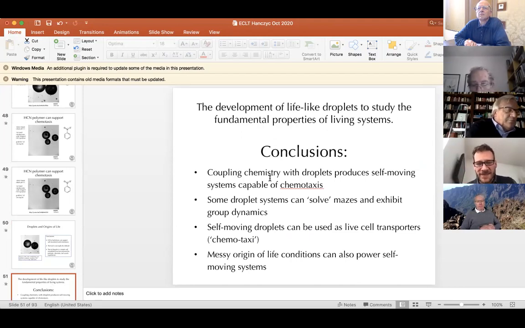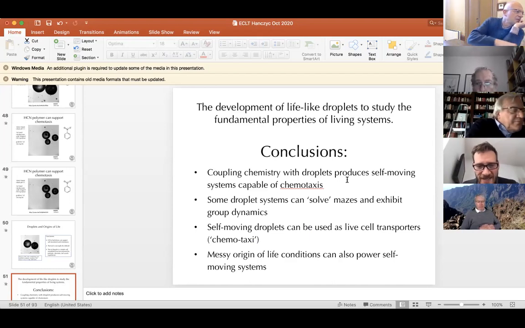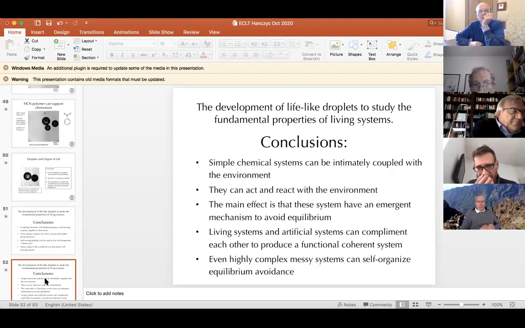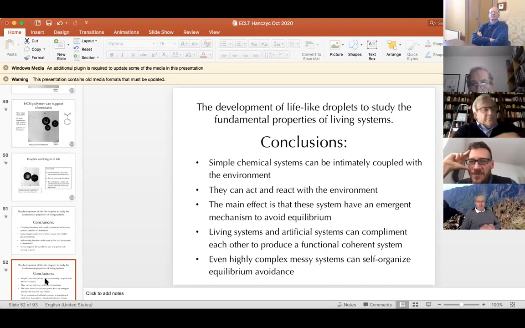I talked about coupling chemistry with droplets to produce self-moving systems, and they're also capable of chemotaxis. And you could use these to do fun things like solve mazes, or they also exhibit some group dynamics. We could use these as transporters of living cells, and messy conditions can also power these self-moving systems. So what we're interested in here is how you get coupling between systems. In this particular case, you get coupling between a simple chemical system and its environment.